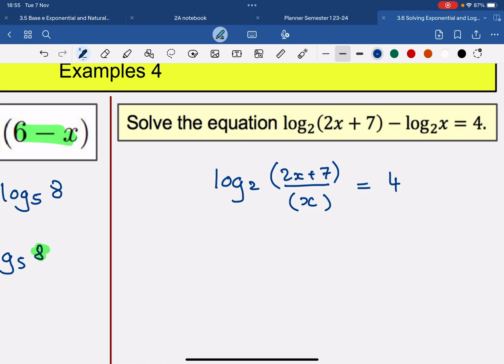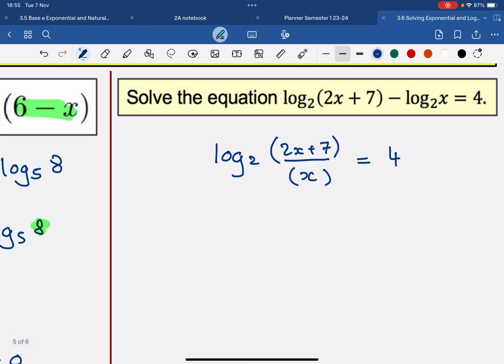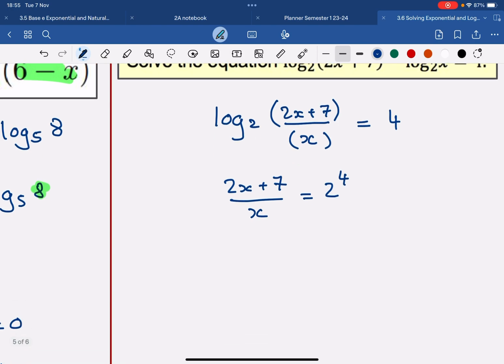I could change that 4 into a logarithm base 2, or I could simply take what I've got and rewrite it as an exponent. So it becomes (2x plus 7) divided by x equals 2 to the power of 4. So it becomes 2x plus 7. Now 2 to the power of 4 is 16, so it becomes 16 x's.